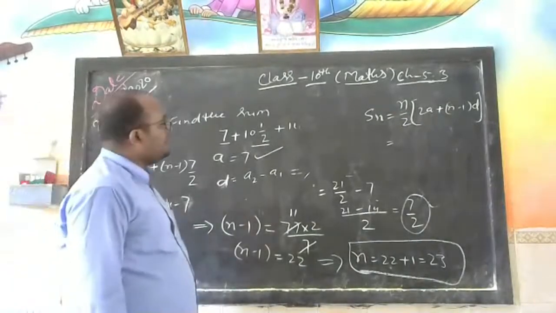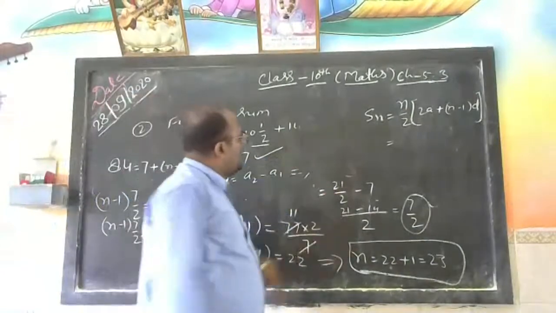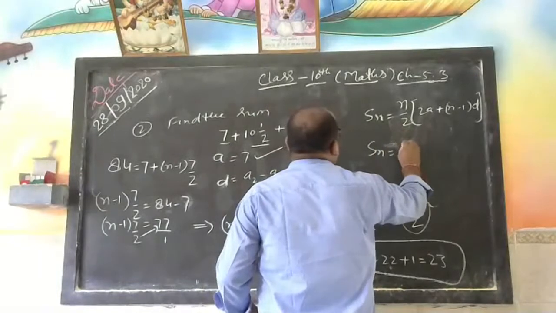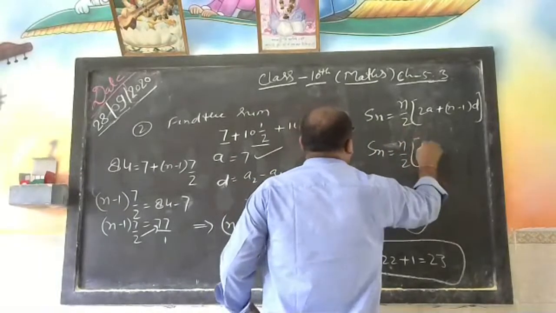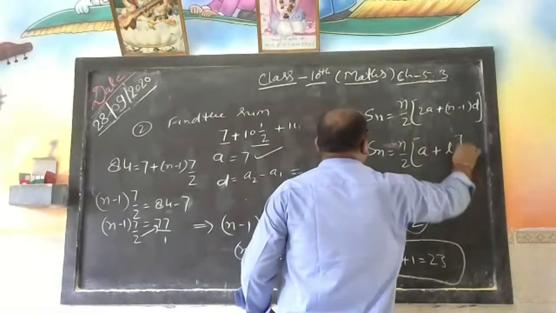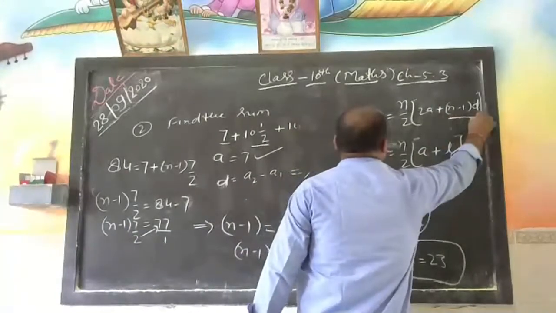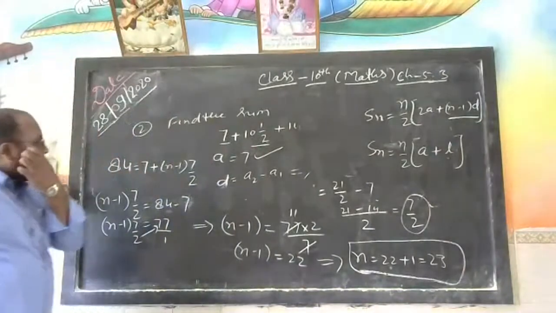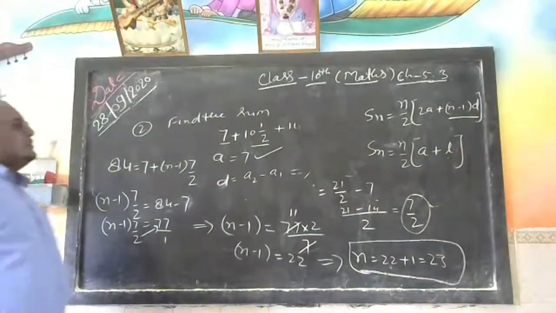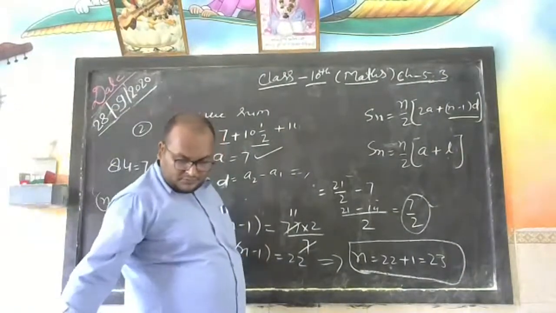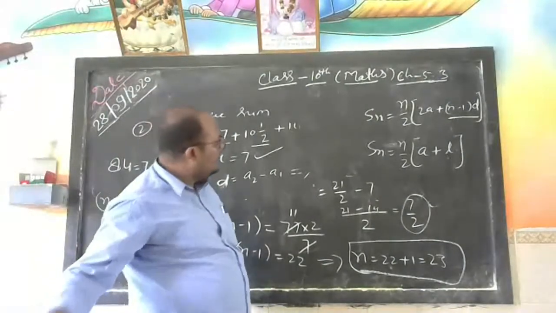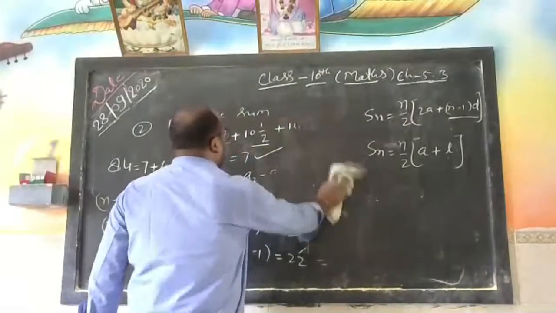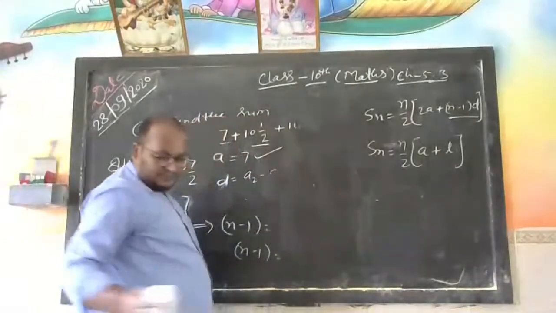I want to tell one more formula. If you have such a case, then you can also use it, because the value of a plus n minus 1 into d is equal to l. That is called the last term of the arithmetic progression. So you can use this formula also.